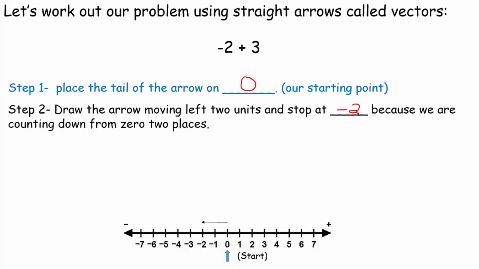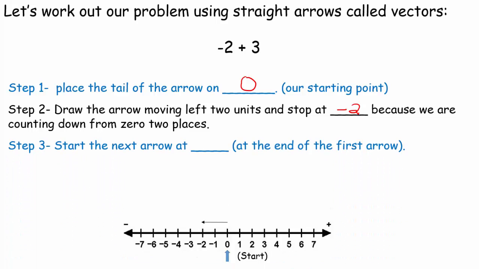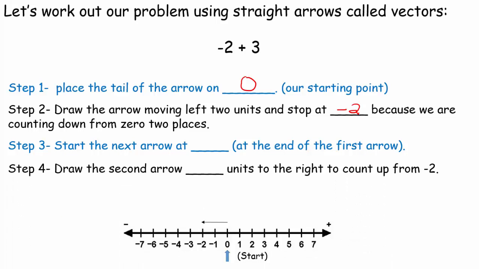Here it is. It's going to be an arrow going to the left because we are counting down 2 places. Notice where the arrow ends up. It ends up on the -2. Step 3, we're going to start the next arrow at the end of the first arrow. That point will be at -2 because that's where the last arrow left off. Step 4 is we're going to draw the second arrow 3 units to the right to count up from -2.